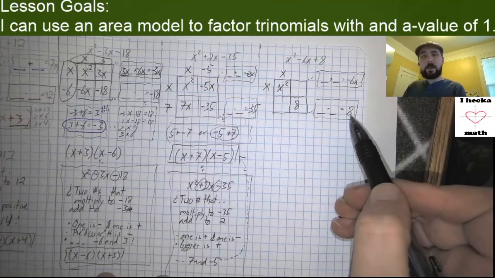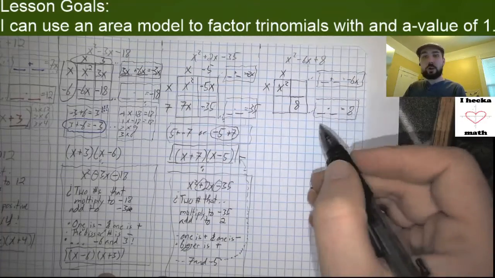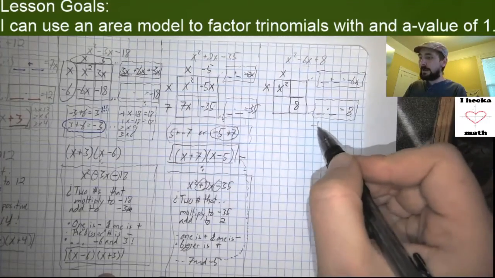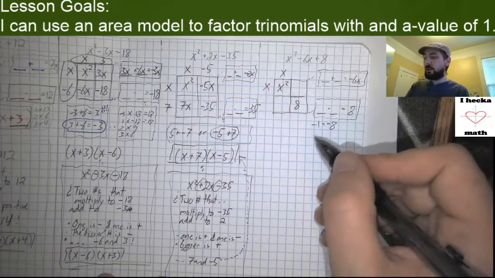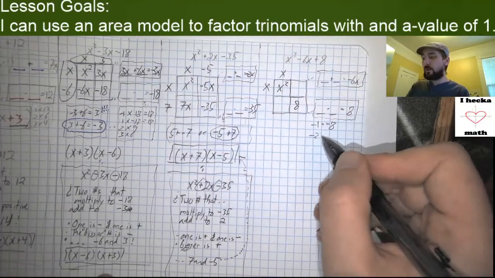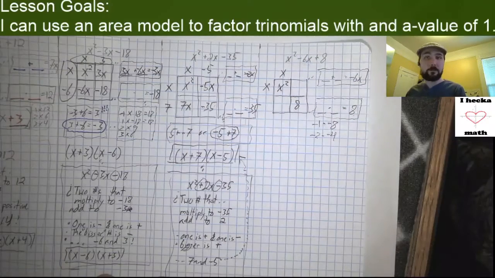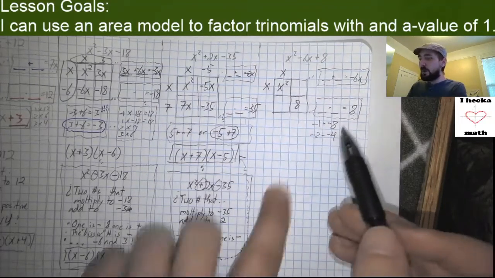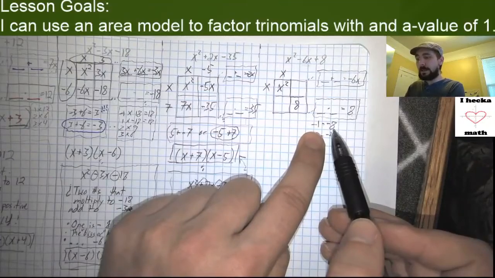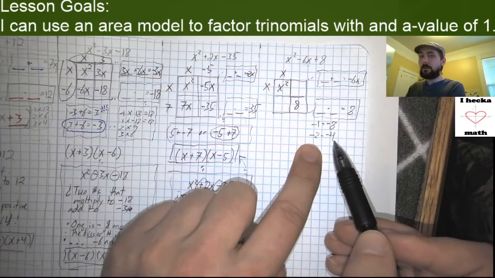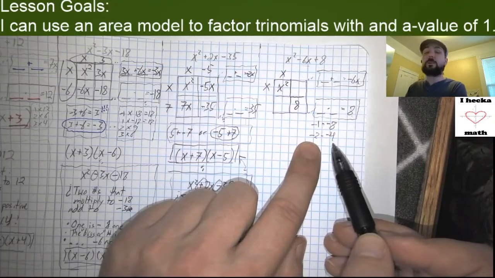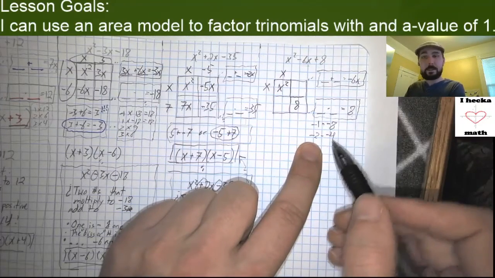So here, this positive 8 could come from negative 1 times negative 8. It could come from negative 2 times negative 4. Is that it? Yeah, I think that's it. Okay, so let's think. Negative 1 plus negative 8 is not going to get us to negative 6. Negative 2 plus negative 4, negative 2 and negative 4 do get us to negative 6.